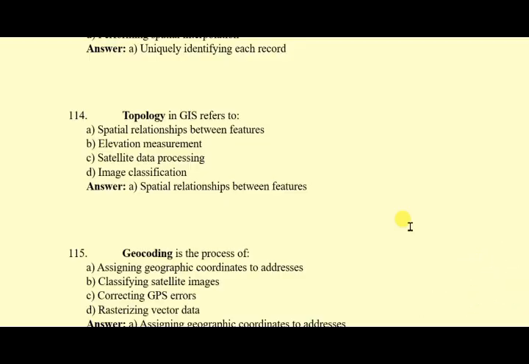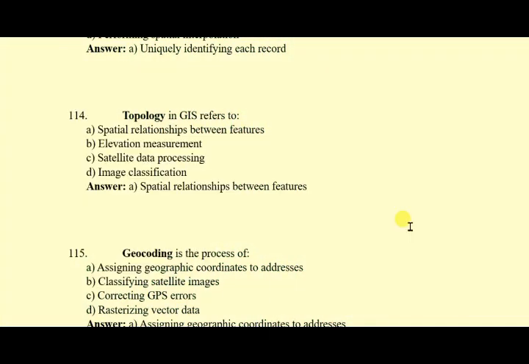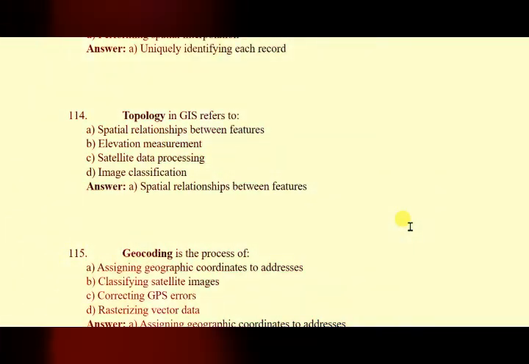Topology in GIS refers to spatial relationships between features, elevation measurements, satellite data processing, image classification. Here the right answer is spatial relationships between features.